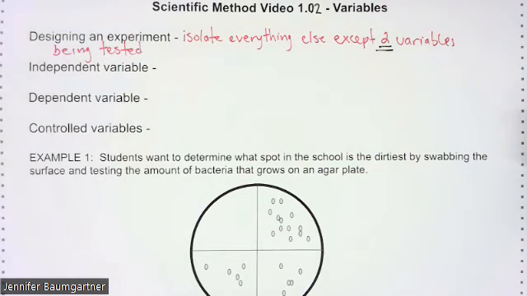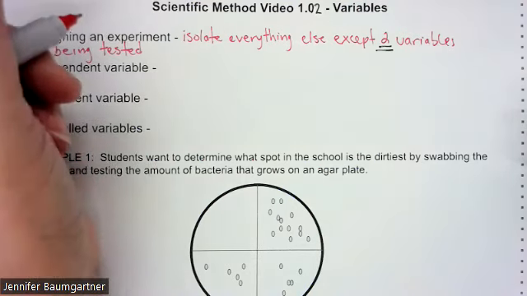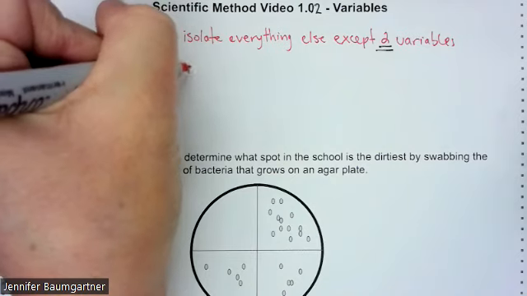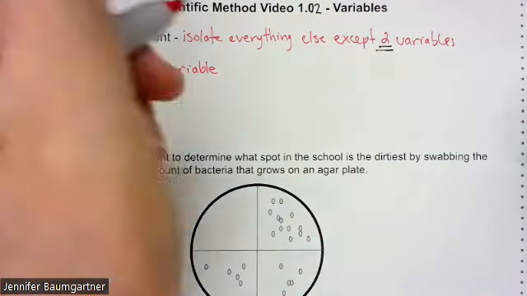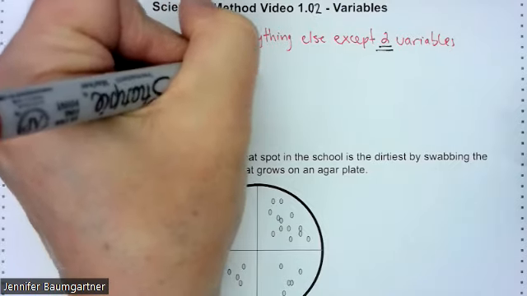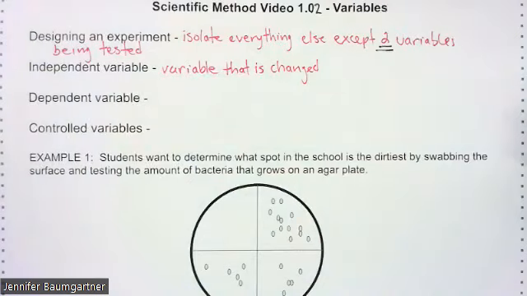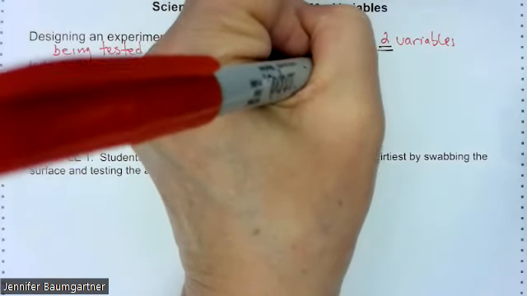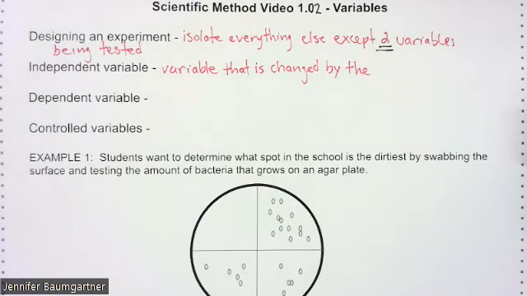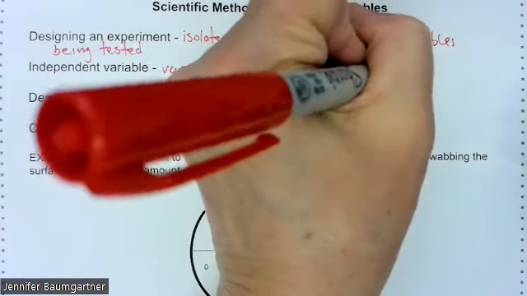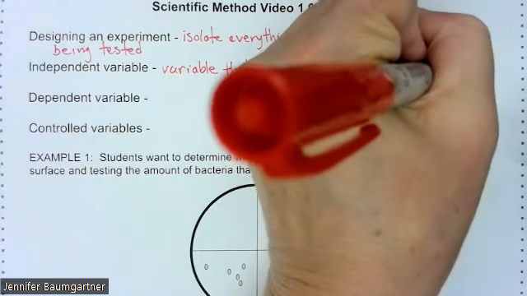So the two variables that we're testing are called the independent and the dependent. The independent variable is what you as the tester decide to change, and the dependent is what you measure or is the result of the independent. So the independent variable is the variable that is changed by the tester, or the conductor of the experiment. So I'm just going to call it the tester, conductor.